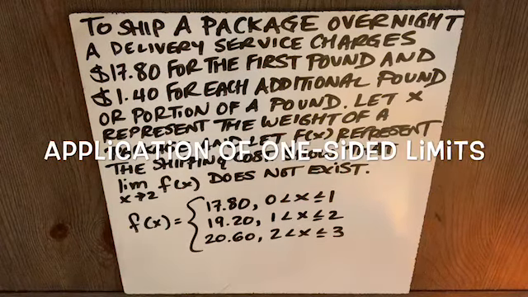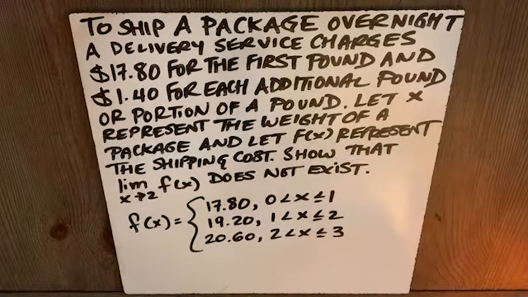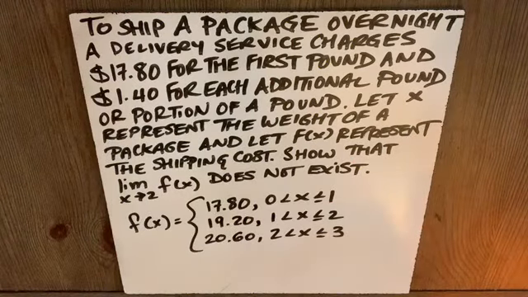Here's another example of finding one-sided limits from the left and the right to help us find the overall limit. For example, to ship a package overnight, a delivery service charges $17.80 for the first pound and $1.40 for each additional pound or portion of a pound. So even if you get 1.1 pounds, they're going to charge you $19.20, which is $1.40 more than $17.80.